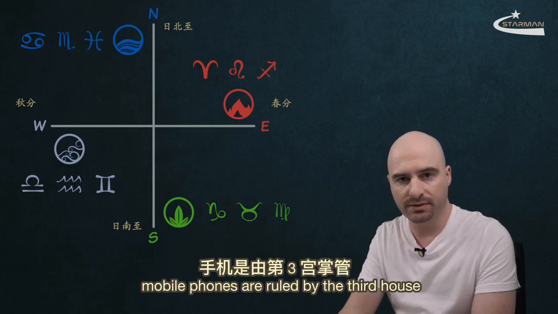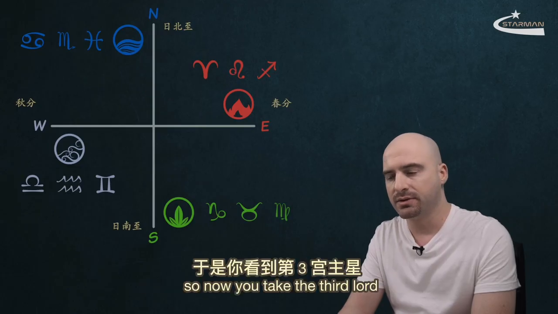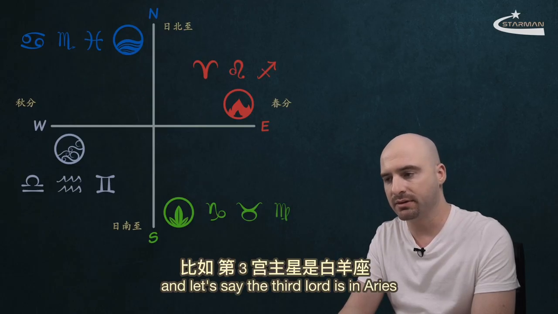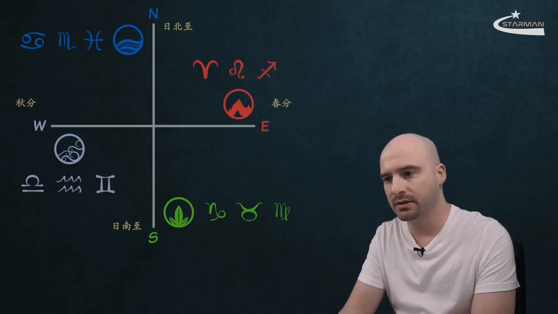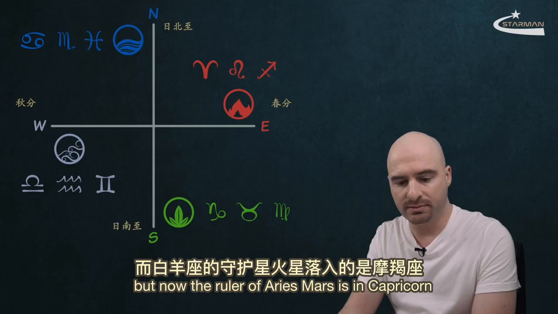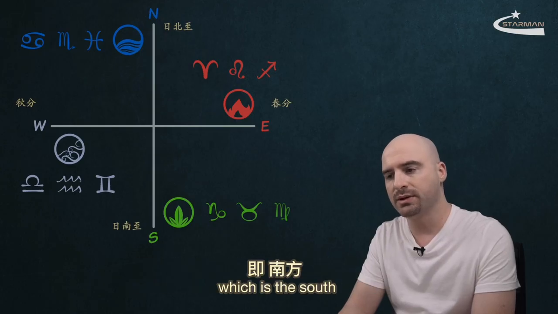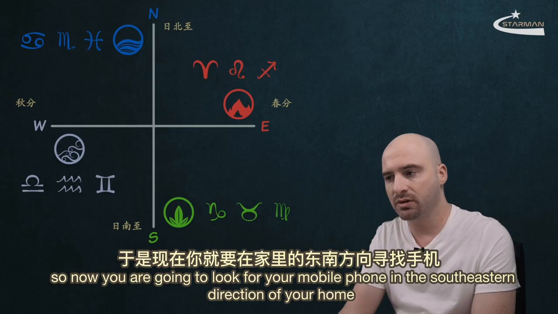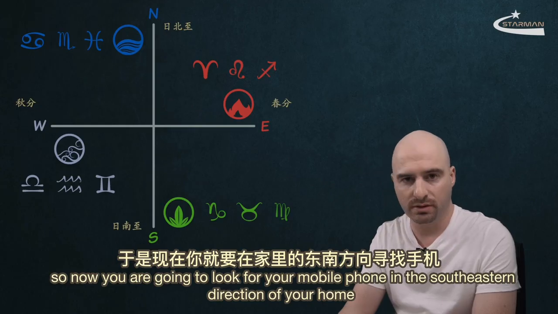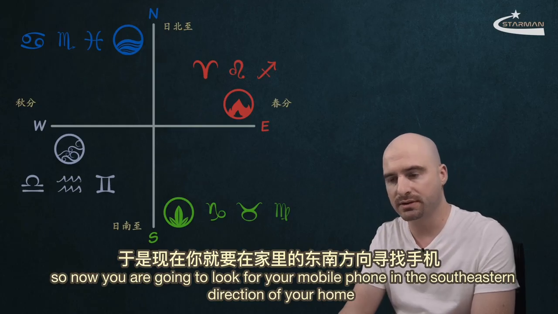Mobile phones are ruled by the 3rd house. So now you take the 3rd lord, and let's say the 3rd lord is in Aries. And so we know that Aries is the east, right? But now the ruler of Aries, Mars, is in Capricorn, which is the south. And so now you are going to look for your mobile phone in the southeastern direction of your home.